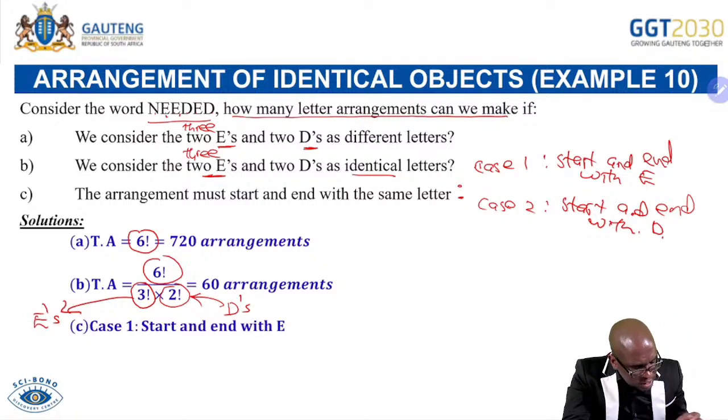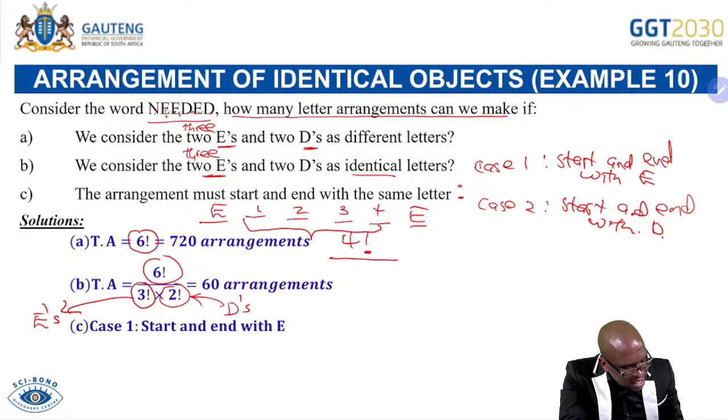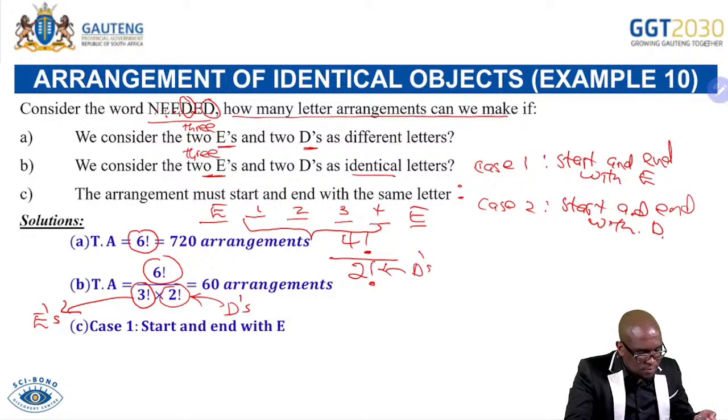So now, if we look at the options there, case 1, start and end with E. It means that you have 1, 2, 3, 4, 5, 6 letters. You start and you end with E. You are left with what? 4 letters. So you are left with 1, 2, 3, 4 letters, so you'll arrange them in 4 factorial ways. But remember, if you started and ended with E, you still have D's that are repeating. So it will be divided by 2 factorial for what? For the D's, like that.